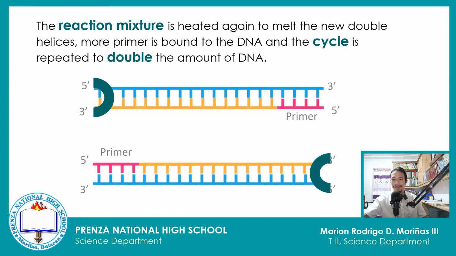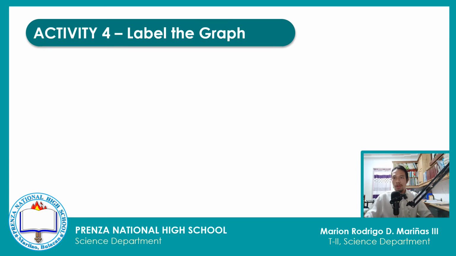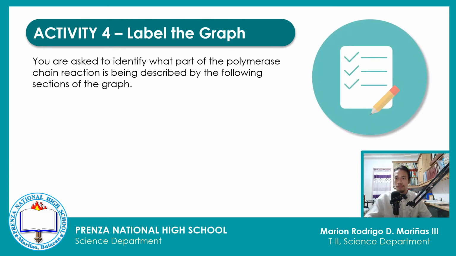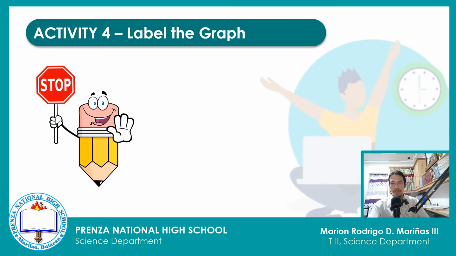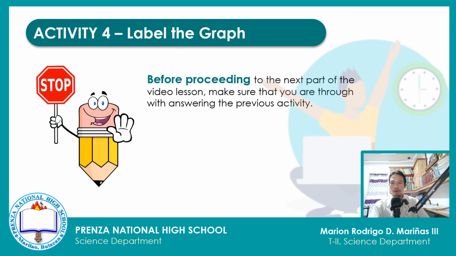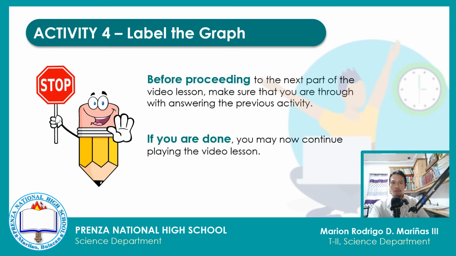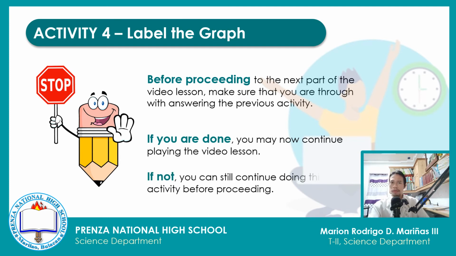Now that you're familiar with the basic processes involved in PCR, you are now asked to study the graph on your activity sheet. Identify what part of the polymerase chain reaction is being described by the different portions of the graph. Follow the instructions presented in your activity sheet for your answers. You may pause this video at this moment so you can focus on answering this activity. Before proceeding, make sure that you are through with answering this portion of the activity sheet. If yes, you may now continue playing the video lesson. But if not, you can still have your time to finish it.